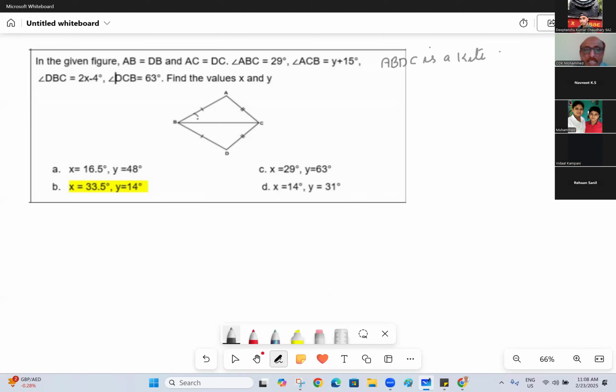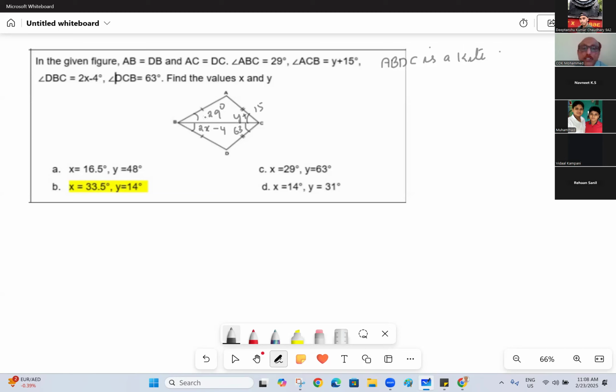See, angle ABC is equal to 29 degrees. Angle ACB is equal to y plus 15. And then angle DBC is equal to 2x minus 4. And angle DCB is equal to 63. So what do you have to do?